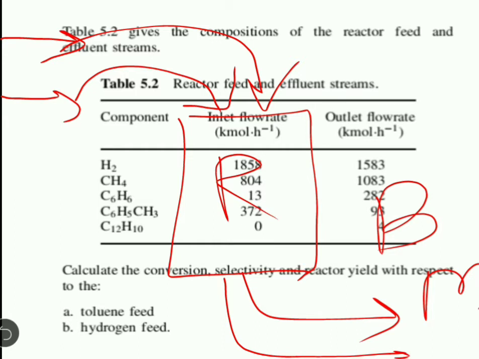Now what we have to calculate is the conversion, selectivity and reactor yield with respect to the toluene feed and the hydrogen feed. So from here we can calculate the performance of the reactor.